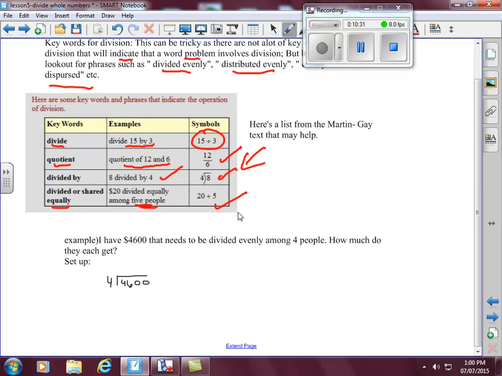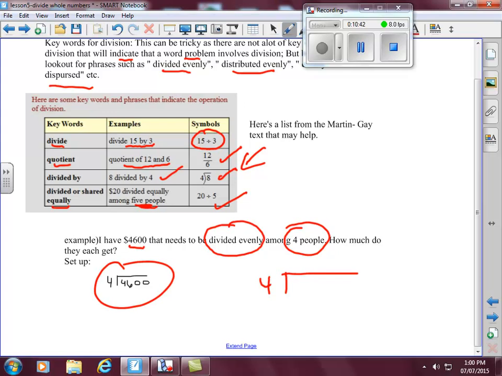So let's practice. I have 4,600 bucks that needs to be divided evenly among 4 people. How much do they each get? So you see I've set up the division there. So we're just going to take 4 into 4,600. 4 goes into 4 once. Come back around and multiply. 1 times 4 is 4. Draw the line and subtract. Bring down the 6.